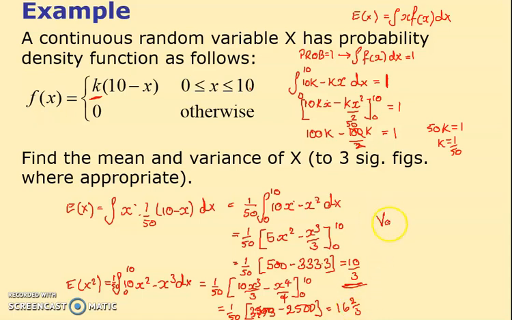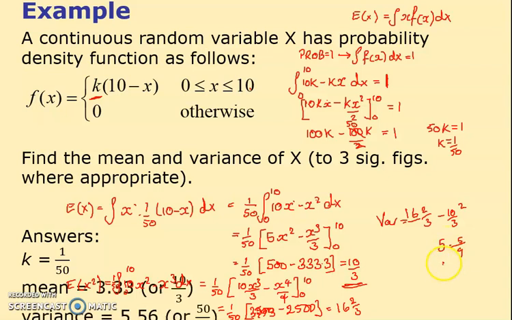So the var is 16 2/3 minus 10 over 3 squared. So minus 10. And I get 5 5/9, I think that is. It's 5.55 on mine. Oh sorry, it's exactly the same.